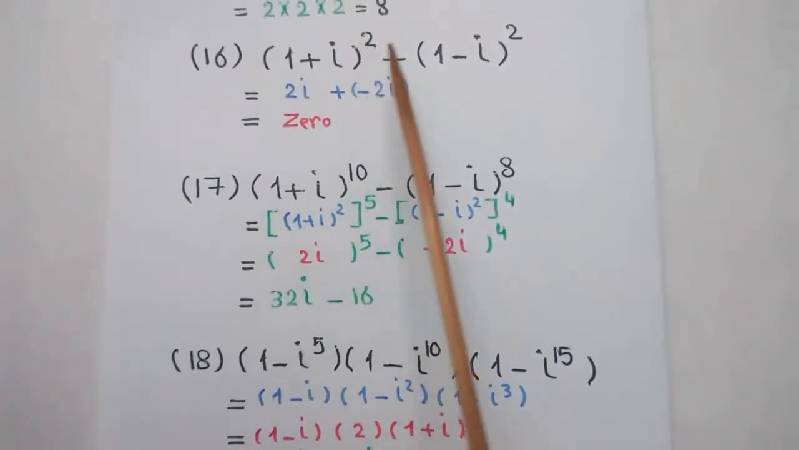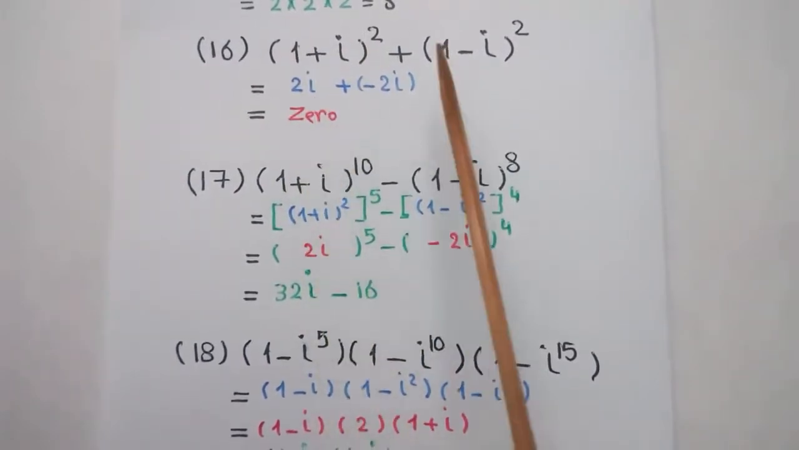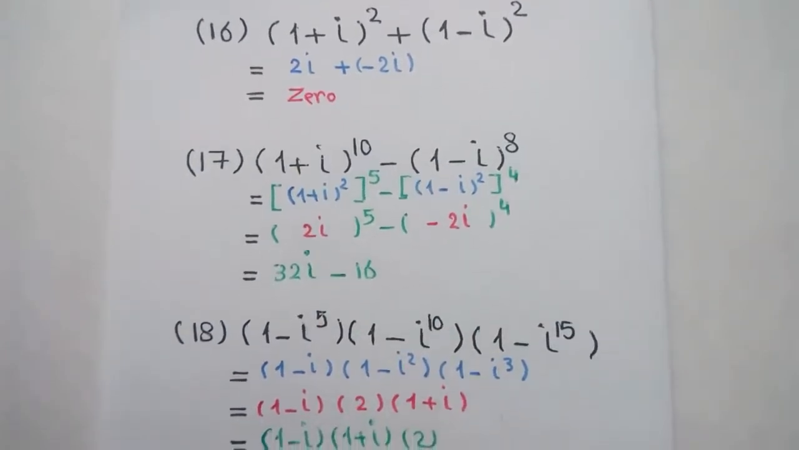(1 plus i) power 2 plus (1 minus i) power 2. (1 plus i) power 2 will be 2i. (1 minus i) power 2 will be negative 2i. 2i minus 2i equals 0.